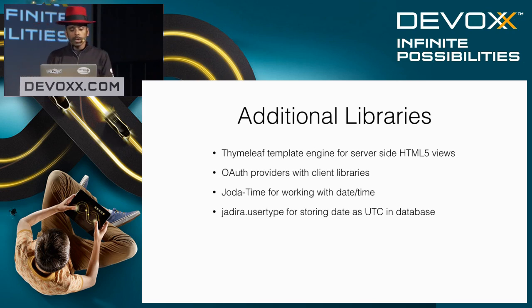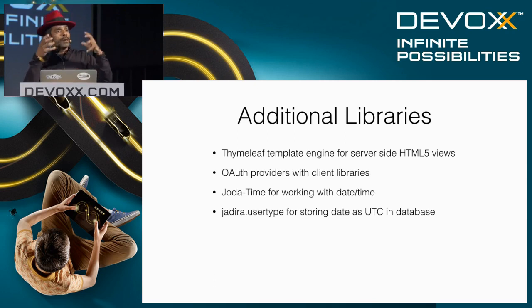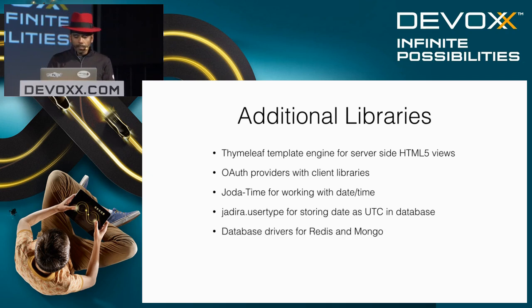So for that, we use Jadira UserType. This is a user type, which allows us to store date as UTC in the database itself. Independent of which time zone you are logging in, you're using a standard data type, and whichever time zone you're looking in, you can see it in that time zone. Because otherwise this was really messing up our graphs as well. So for example, I would log in California, I travel to Europe, I see my graph, my running day is missed. So this really helped us solve that problem.